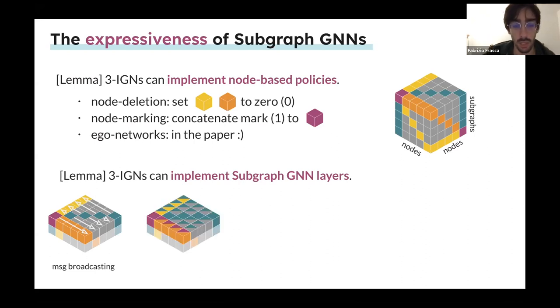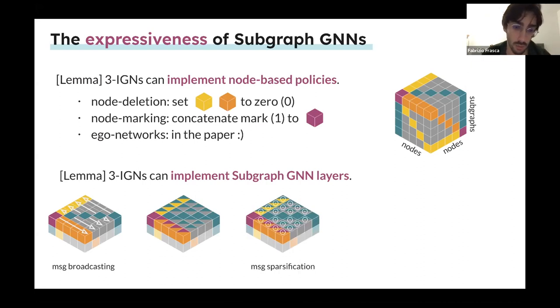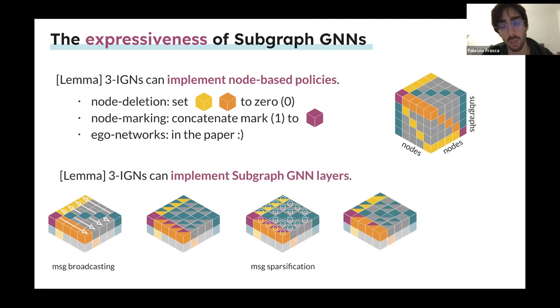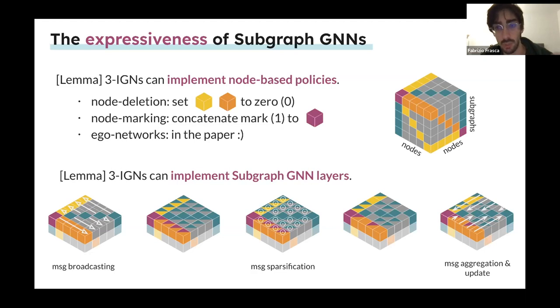Then, since message passing is local, you would probably like to only retain those messages from neighbors. So what you can do is use dense layers to sparsify these messages in a way that conveys the actual connectivity of the subgraph. And then once you have sparsified these messages, you can pool them together horizontally and use this aggregated information to update the representation of the elements in the purple and green orbits, which are the orbits where the node representations across subgraphs are stored.